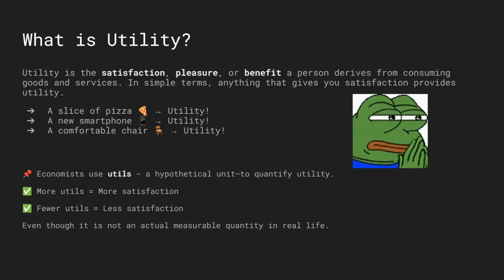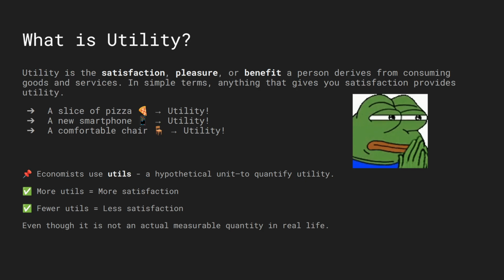Have you ever wondered why we choose one product over another? What makes a cup of coffee in the morning so satisfying? That feeling of satisfaction comes from what economists call utility. Utility is the satisfaction, pleasure, or benefit a person derives from consuming goods and services. In simple terms, anything that gives you satisfaction provides utility. For example, a slice of pizza is utility, a new smartphone is utility, a comfortable chair is utility.